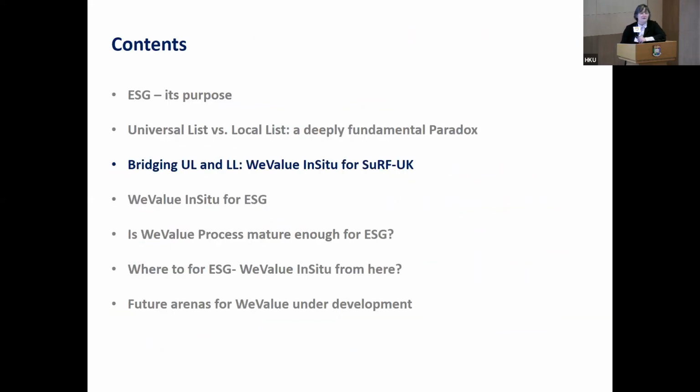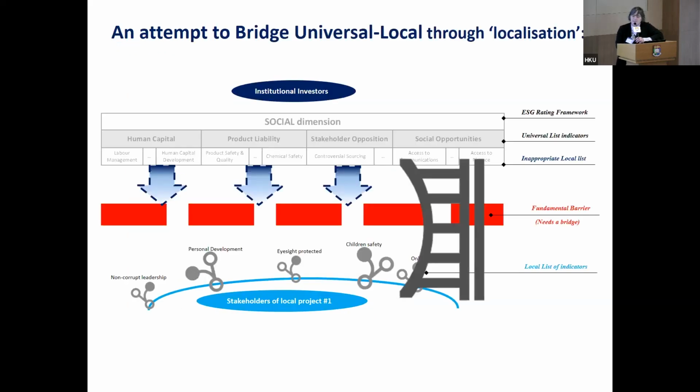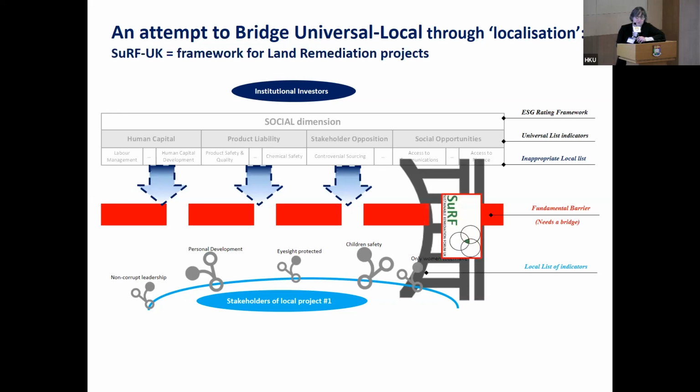So the next question is, how do we bridge? How can we bridge this universal list and local list? Is there any way to bridge it? There is a subject area which made a really big effort at this. There are many areas where this is an important question because it's a universal problem. But there's an area that tried to bridge it, and it's called SURF UK.